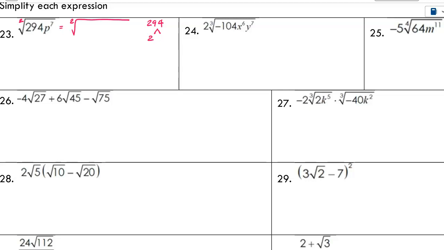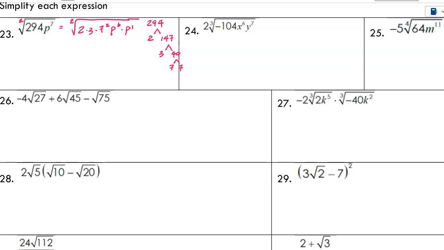by 2, that's going to be 147. That is definitely not divisible by 2. 1 plus 4 is 5. 5 plus 7 is 12. 12 is divisible by 3, so I know it's divisible by 3. And then we have 49, and that's 7 and 7. So inside here you have 2 times 3 times 7 to the second. And p, I'm going to break that up as p to the 6 times p to the 1.